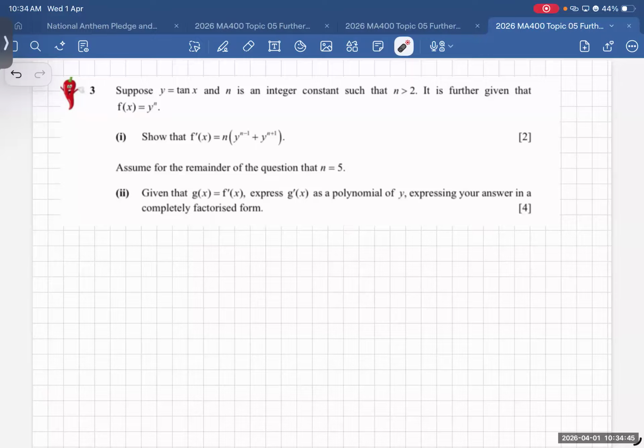So what is 5 differentiate y power 6? See how I'm looking at the right side of the board?